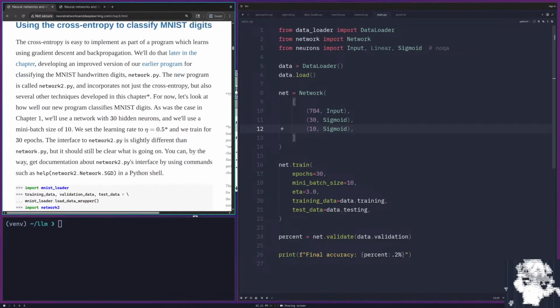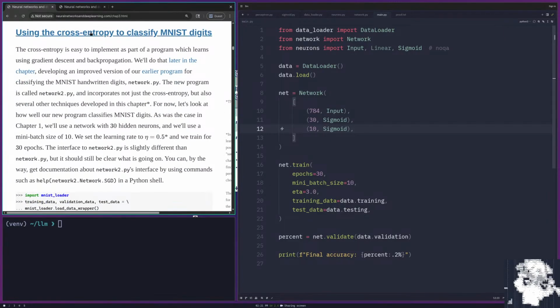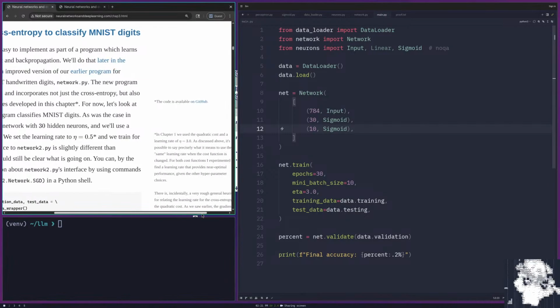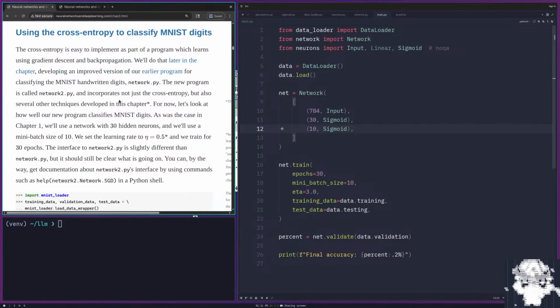Using the cross entropy to classify MNIST digits. The cross entropy is easy to implement as part of a program which learns using gradient descent and backpropagation. We'll do that later in the chapter, developing an improved version of our earlier program for classifying the MNIST handwritten digits, network.py. The new program is called network2.py and incorporates not just the cross entropy, but also several other techniques developed in this chapter. Footnote. Code's available on GitHub. For now, let's look at how well our new program classifies MNIST digits.